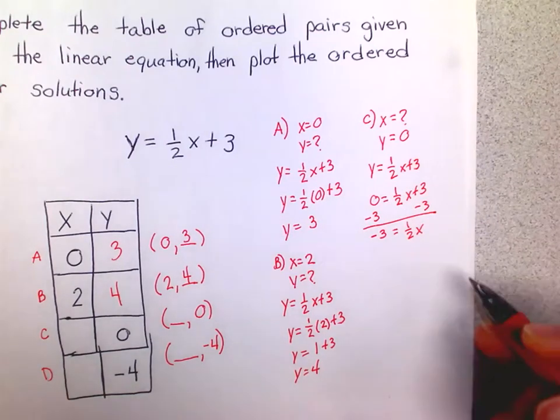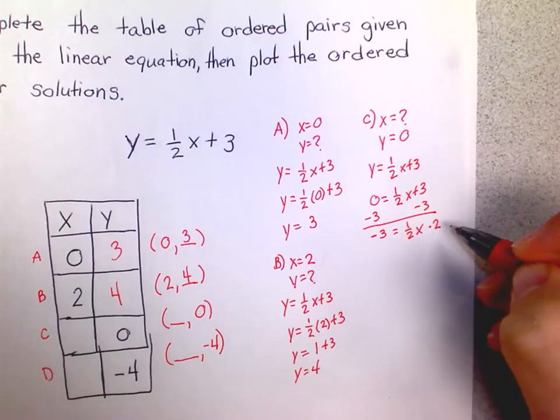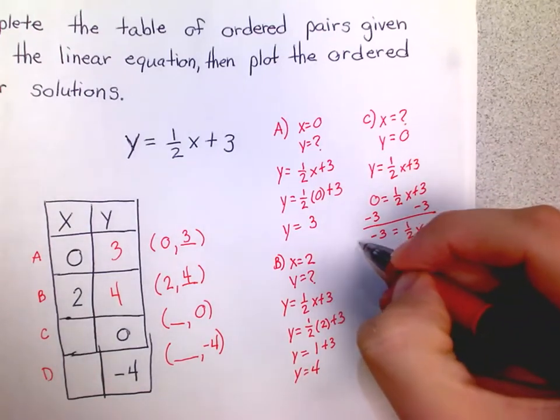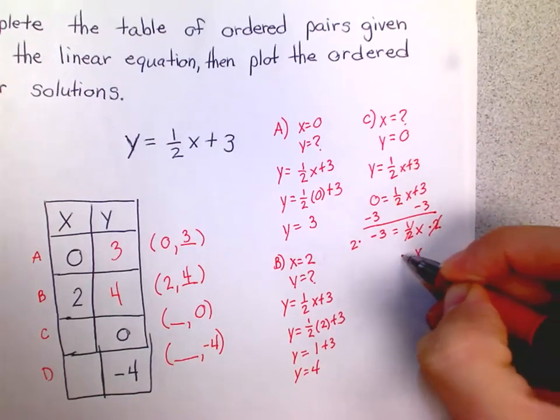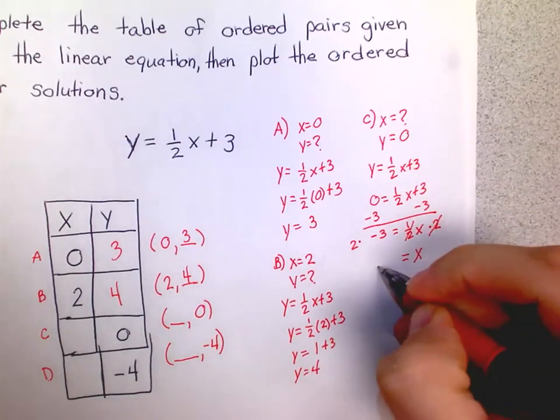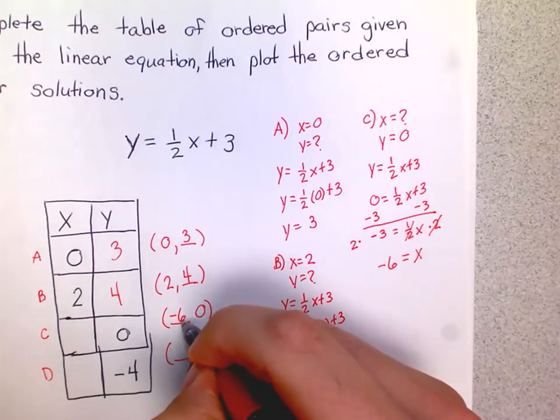To get that x by itself, you want to divide by the 1/2 on each side, or just multiply by the inverse, or the reciprocal, of 1/2, or just 2. And this will cancel out the 1/2 on both sides. And 2 times -3 is just -6. So x equals -6.